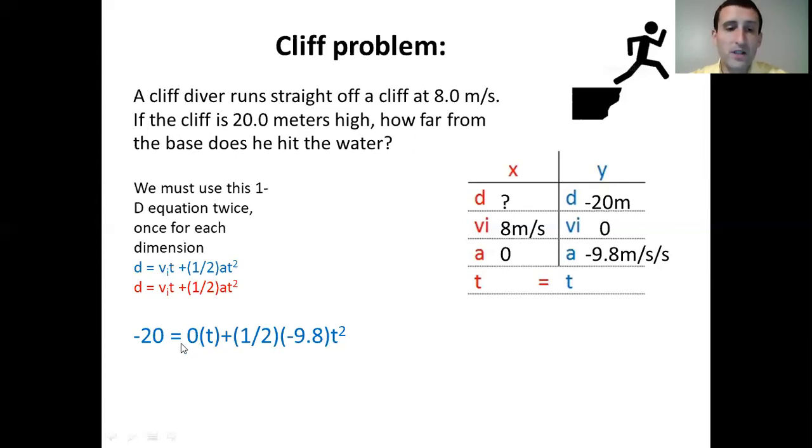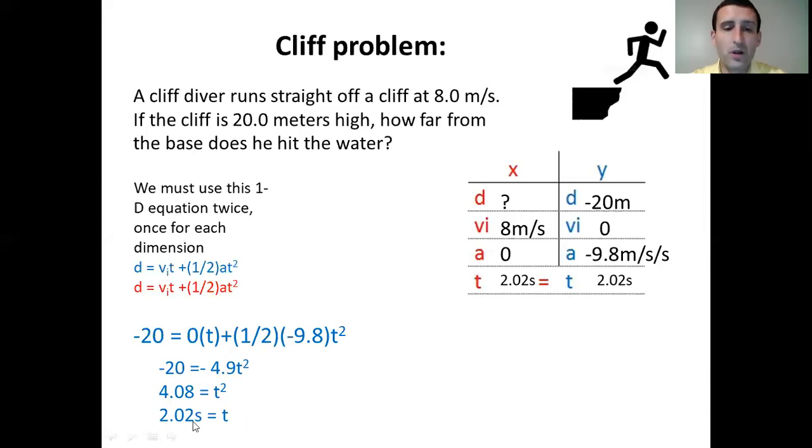So we move on a step. 0 times anything is 0, so that term goes away. Yay, my life gets easier. Half of -9.8 is -4.9. So now I've got -20 equals -4.9 t squared. I divide both sides by the -4.9. 20 divided by a little less than 5 is a little more than 4. 4.08 equals t squared. I take the square root of both sides.